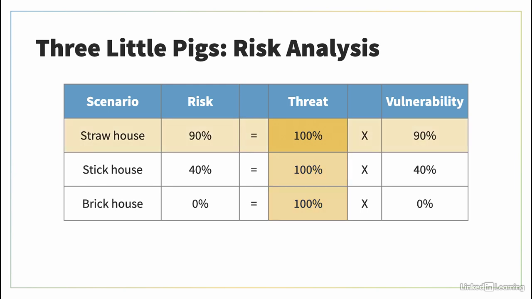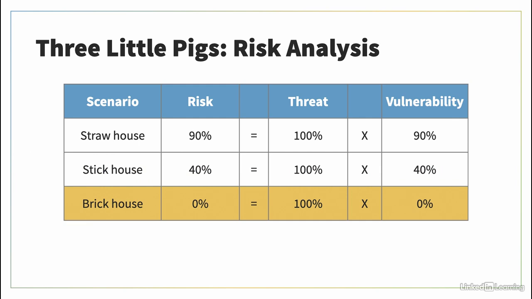Now, the first little pig built a house of straw, and that is 90% vulnerable. So when we evaluate threat times vulnerability, the risk of his house going down is 90%. The second pig built a house of sticks, and in that case, it's 40% vulnerable, which represents a 40% chance that his house will go down.